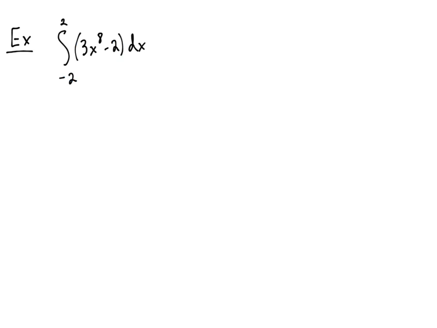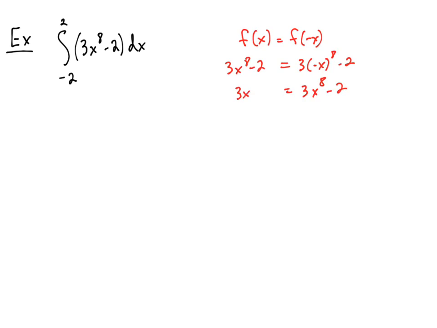So let's look at an example of each instance here. The first one, we have the integral from negative 2 to 2 of 3x to the 8th minus 2. I'm just going to verify that this is actually an even function, just as a little algebra review for us. So I need to show that f of x is equal to f of negative x. So f of x is just 3x to the 8th minus 2, and then 3 times negative x raised to the 8th minus 2. And on the right-hand side, we get 3x to the 8th minus 2. Negative x to an even power just becomes positive. So we do see, in fact, that this is even.